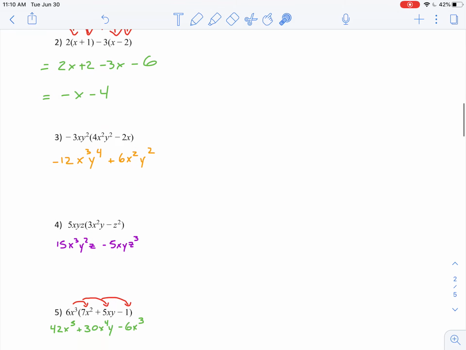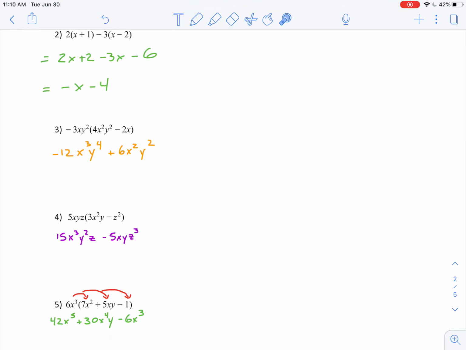This looks a little more complicated, but I'm going to follow the same distributive property. What that means is I'm going to take negative 3xy squared and multiply it by both terms inside the brackets. So negative 3xy squared times 4x squared y squared, well, negative 3 times 4 is negative 12. X times x squared, well, I know to add those degrees, so I get x cubed. Y squared times y squared, adding those degrees, I get y to the power 4.